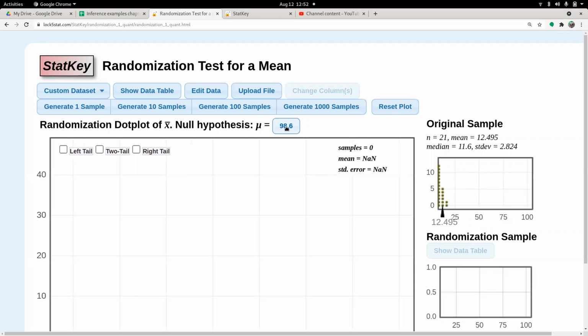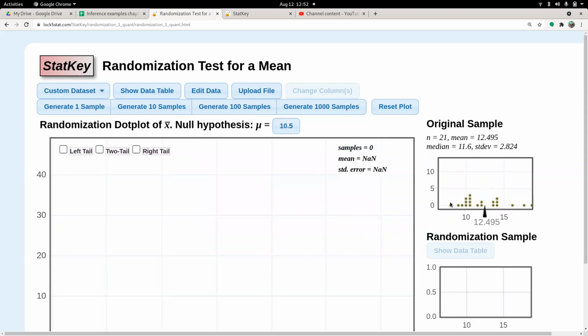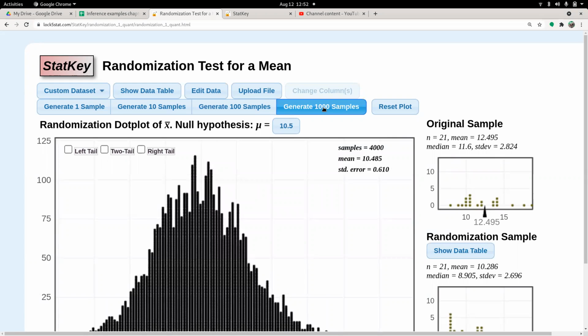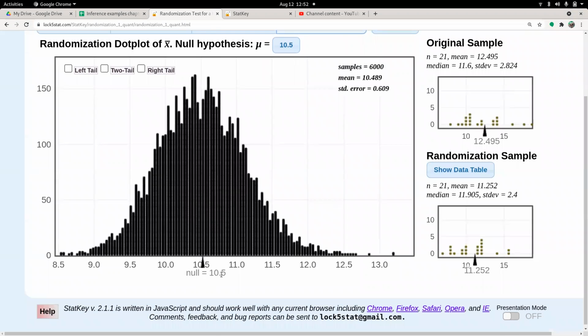Null hypothesis, what was it here? It was supposed to be 10.5. Critical that you set this, otherwise this is worthless. All right, and then that redraws the correct dot plot there. And then once we have our data and our null in there, then we can go and generate new samples. And when we run a randomization hypothesis test, it's always going to be centered on the null value. That's important. It's not centered on the sample value like a confidence interval. Hypothesis test center on the null value. See that 10.5 in the middle there.